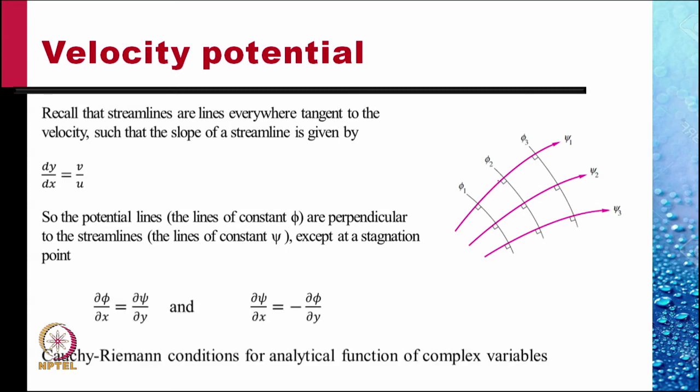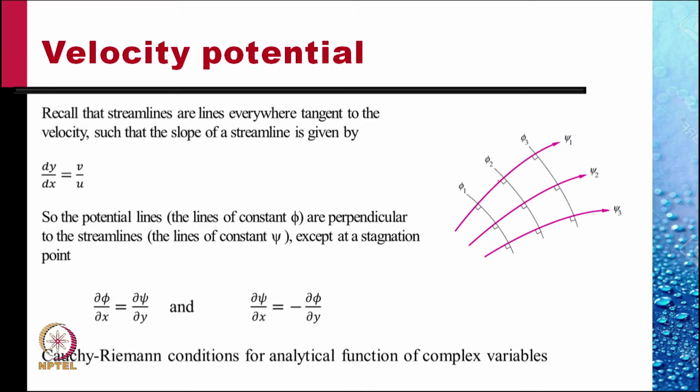And from this, we get del phi by del x is equal to del psi by del y, and del psi by del x is equal to minus del phi by del y. If we define a complex variable phi plus i psi, real part phi and the imaginary part psi, the stream function, then these two conditions are nothing but the Cauchy-Riemann conditions applicable for analytical function of a complex variable.